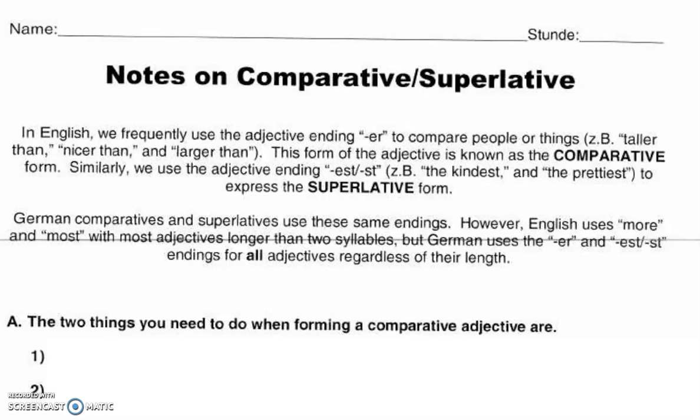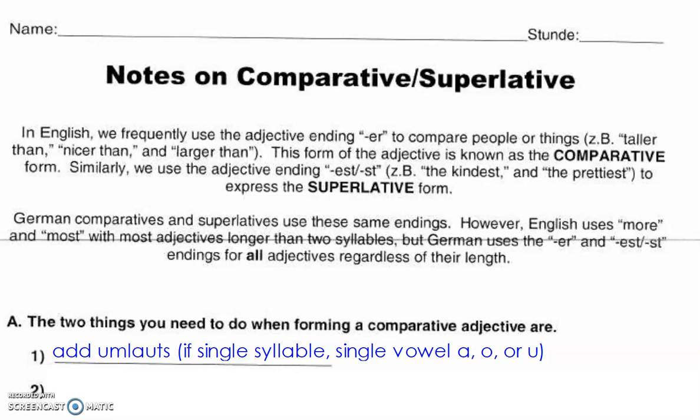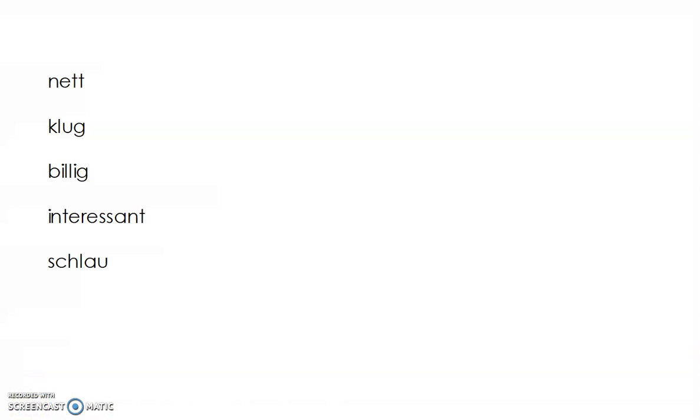The two things that we need to do when forming a comparative adjective are: we take our adjective and then we add umlauts if it is a single syllable, single vowel, a, o, or u. And then the second step is we add an -er ending. So let's try this out with a few different examples. Here we have a few adjectives: nett, klug, billig, interessant, and schlau. Let's follow those steps to form the comparative forms of each of these.